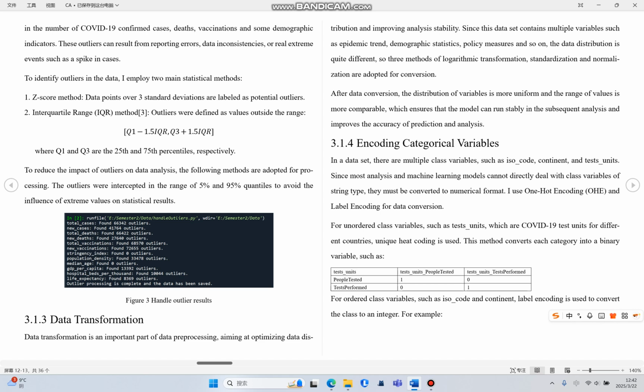To optimize data distribution, we applied logarithmic transformation, standardization, and normalization. Additionally, for categorical variables like country codes and continents, we use one-hot encoding and label encoding to convert them into numerical formats for further analysis.